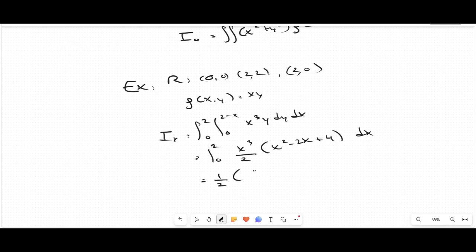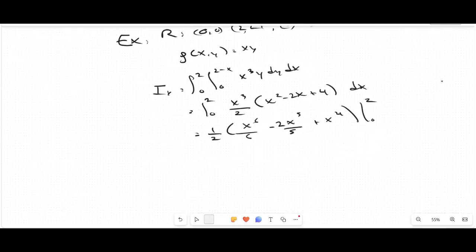Now we can write this one out, but I'm going to pull out that 1/2. And now I've got integrating x to the 5th: x to the 6 over 6, minus 2x to the 4th integrates to minus 2x to the 5th over 5, plus 4x cubed goes to x to the 4th, from 0 to 2.